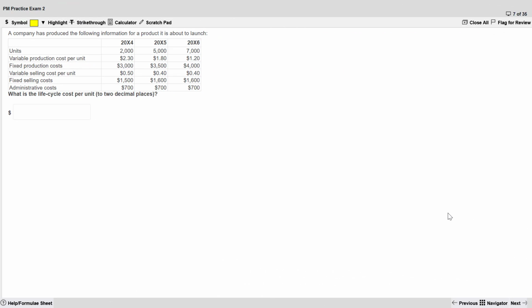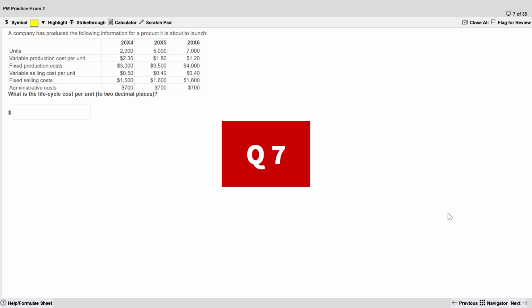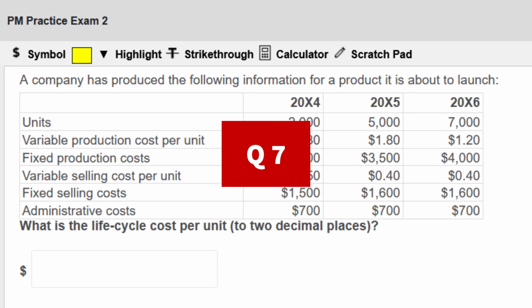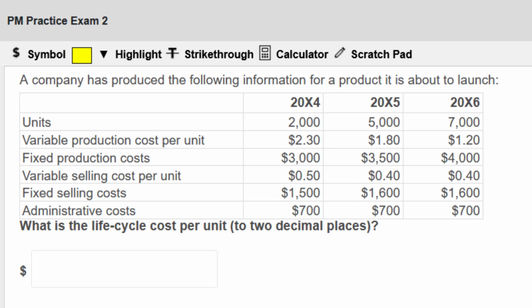Moving on to question 17. We read the question stem and we see life cycle cost per unit. So we want all of the costs associated with producing this unit from its inception to its retirement. Let's now look at the row headings. We've got number of units. That's going to help me get the variable costs. We've got variable costs. We've got fixed costs. We've got more variable costs. We've got more fixed costs, and then more fixed admin costs.